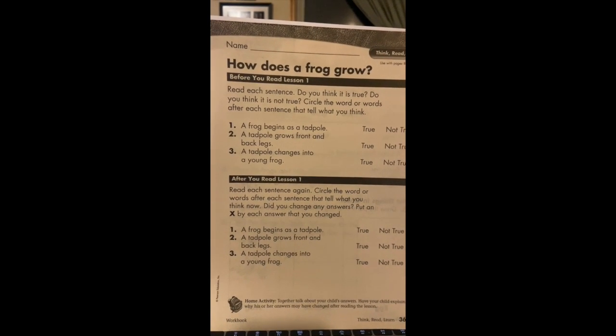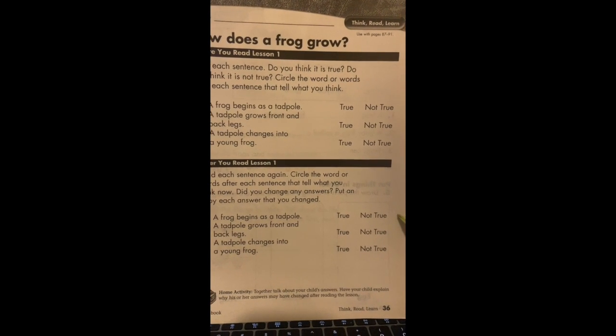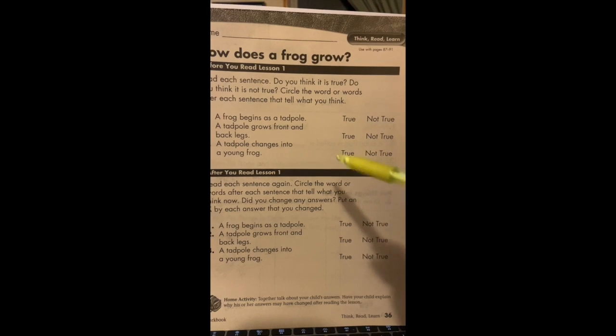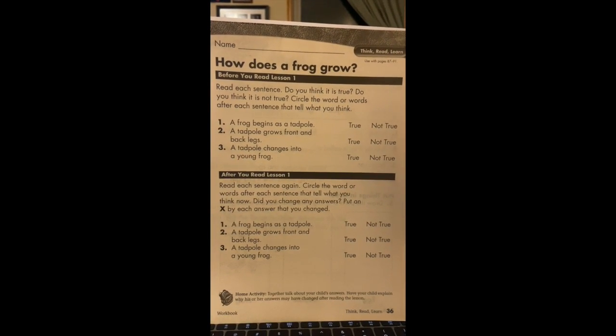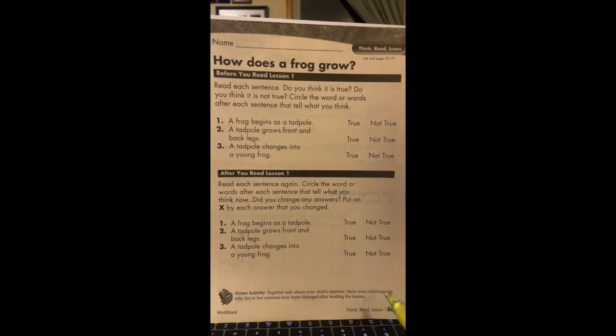So once you have answered these, I want you to come over and draw an X if it was different from your answer up above for 1, 2, and 3. Did you change any of those answers from up here to down here?